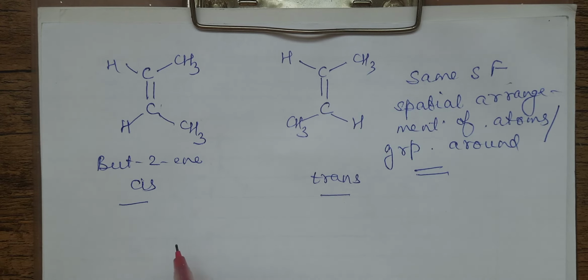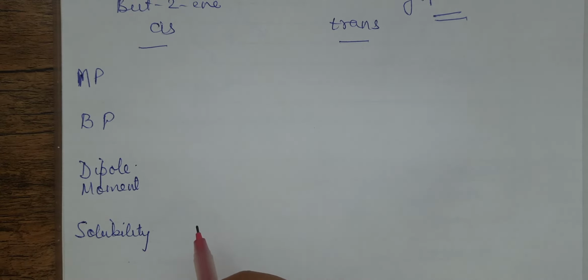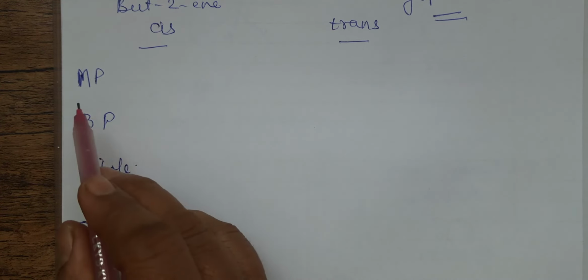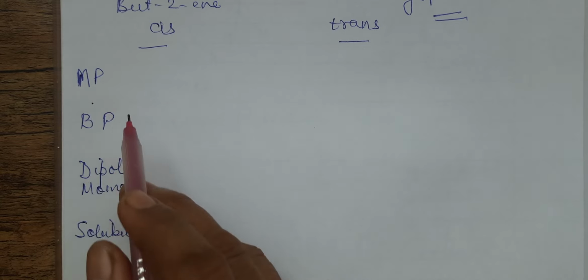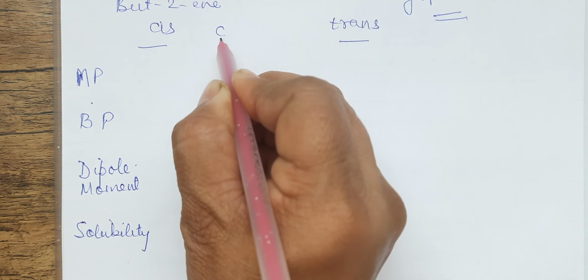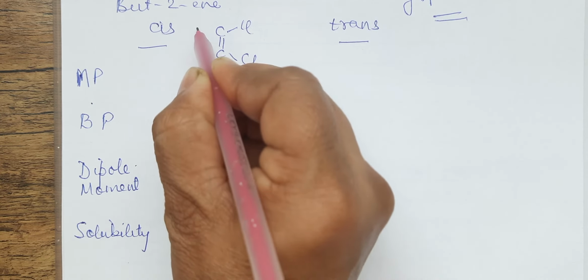Okay, now if we compare the properties of cis and trans, there are a lot of differences in them. Let us consider what are the differences in the properties of the geometrical isomers, cis and trans. So we are going to discuss these four properties. Melting point. Now what is the cis isomer? I hope you remember what was cis. I'm just drawing it here for you. I'm taking the simplest example and showing you.